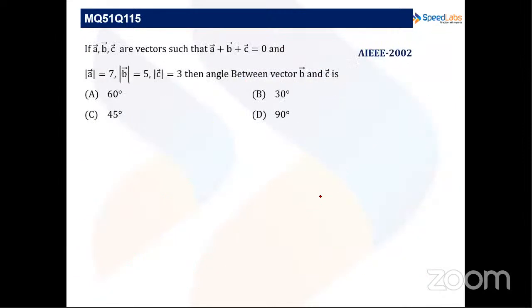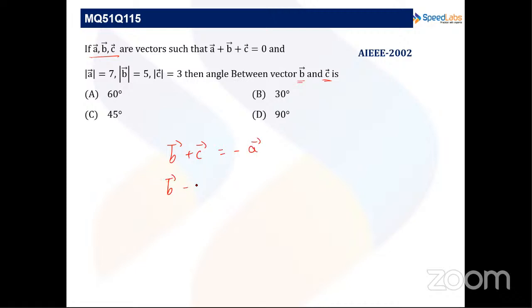Moving to the next question. We are given A, B, C as vectors such that A plus B plus C is 0 and mod A is 7, mod B is 5, mod C is 3. Then we have to find the angle between vector B and vector C. So what we can do here is we can write B plus C will be equal to negative of A.